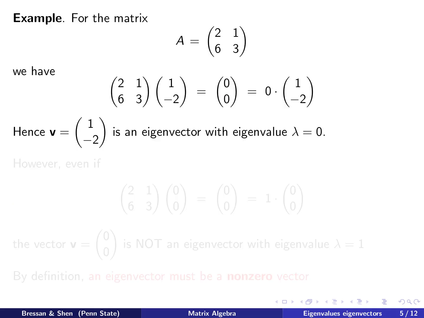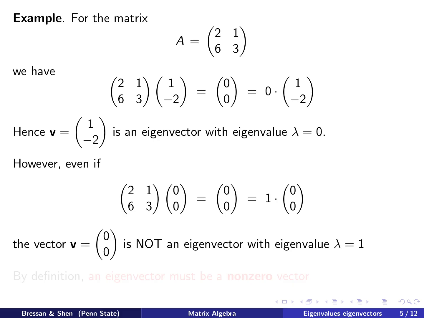Okay, let's take a simple example for a 2x2 matrix. This matrix here, and we can multiply A with a vector v, which is (1, -2). If we multiply that, we get 0. And 0 can be written as 0 times any vector, so it can be 0 times (1, -2), which is v. So we have Av = λv, where λ is 0 and v is this vector. Therefore, this vector v is an eigenvector with the corresponding eigenvalue λ = 0.